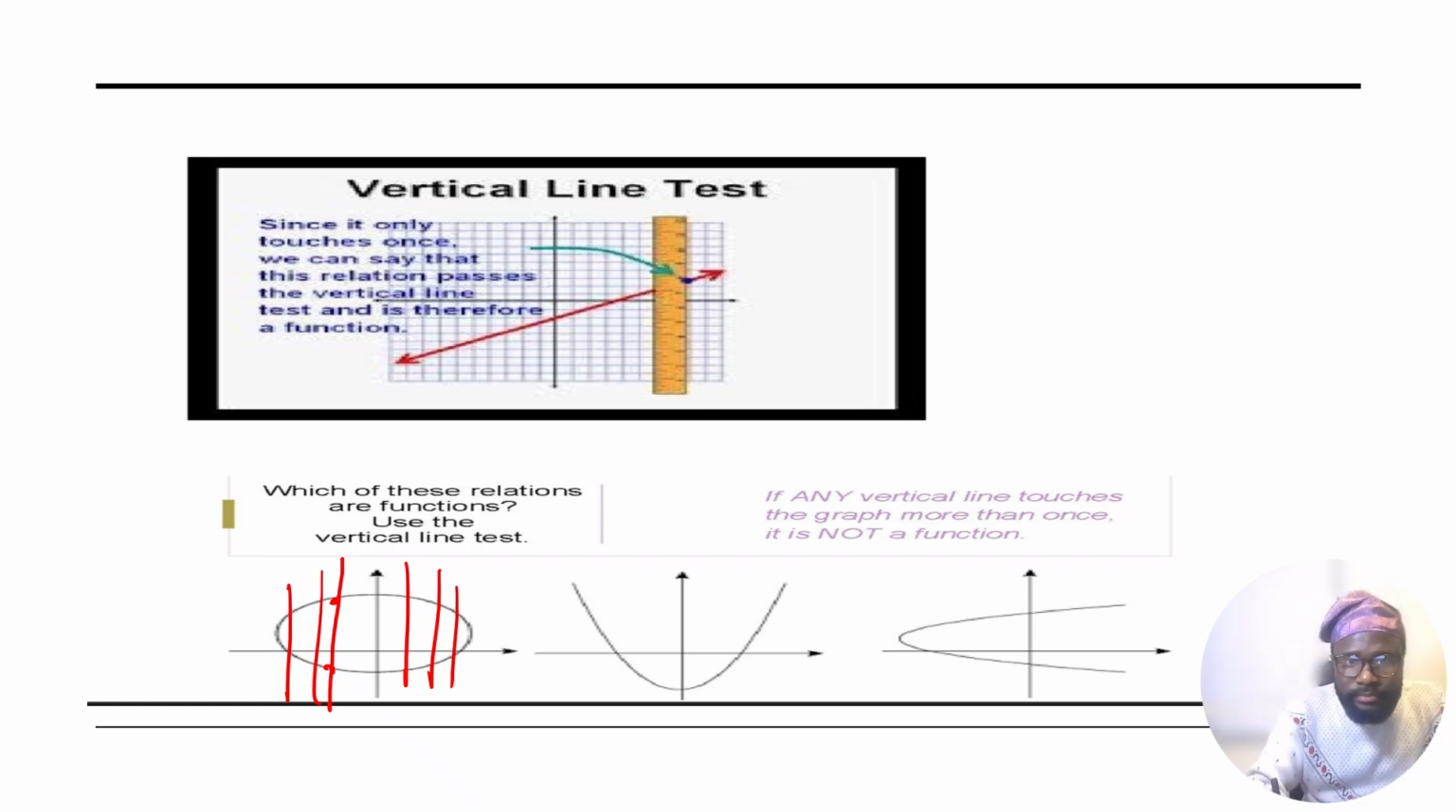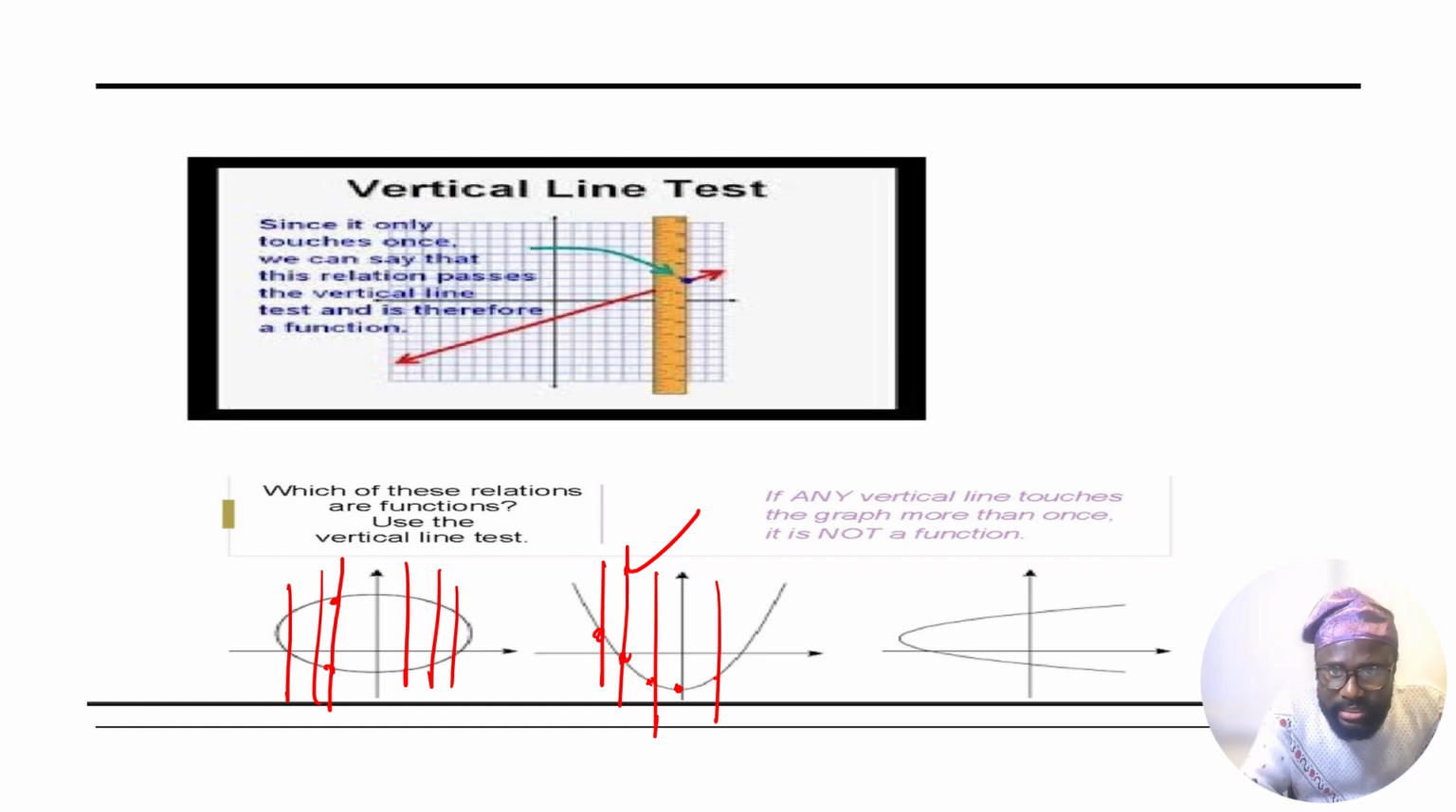Let's look at the second one. At any point where I draw my vertical line on this, it's only touching one time. Look at it. One time here, one time here, one time here. It's just one time. Then this is a function. This checks out. Look at this. If I draw my vertical line on this, it's touching how many times? 2 times. This place and this place. It's not a function. That is how to identify a function from a graph by the vertical line test.